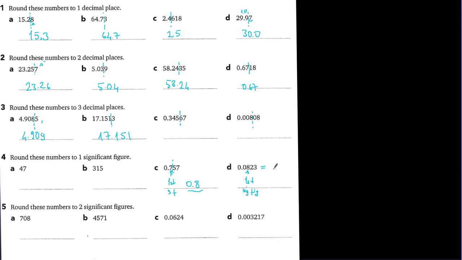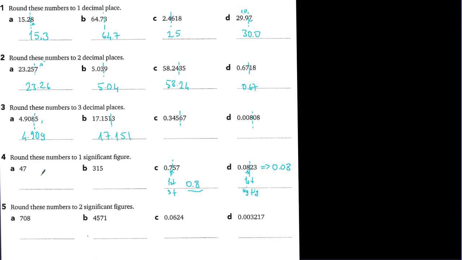This is going to be equal to approximately 0. After the 8, you are going to decide with the number 0.0823. So 2 is not greater than 5. That's why this is going to stay the same, and it's going to be 0.08. And this is one significant figure, by the way.